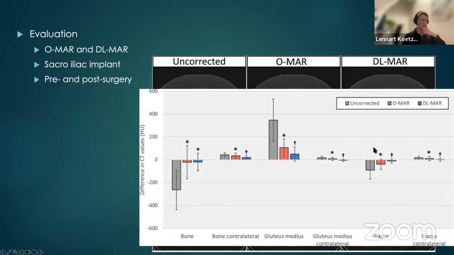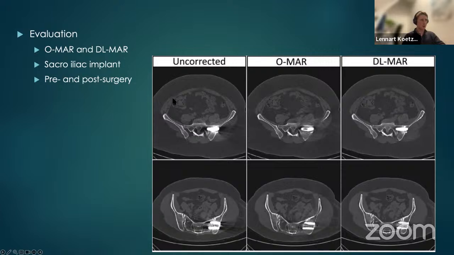However, a possible drawback is that the deep learning MAR took on average 200 seconds to go from this image to the corrected image, and this could possibly slow down the clinical workflow. However, an advantage of this approach is that it operates only in the image domain. So we don't have to access the raw data, which most of the time is not accessible.